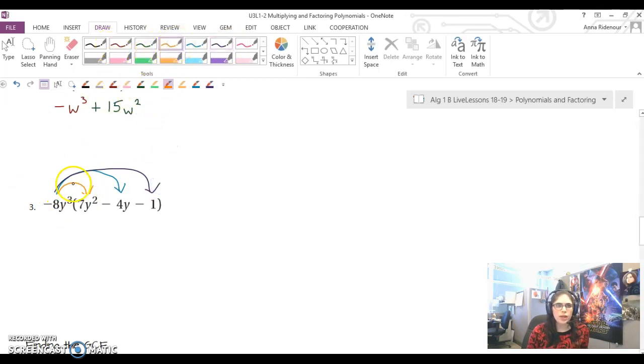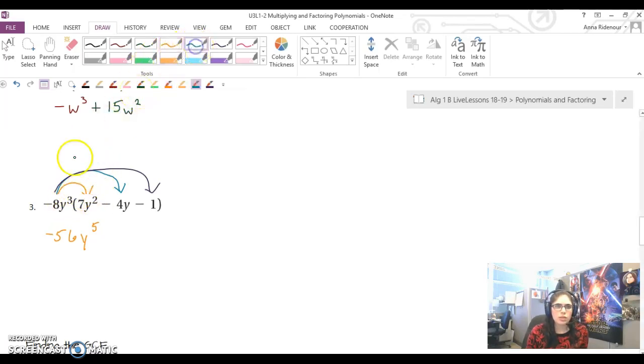So negative 8y to the third times 7y squared. I multiply the coefficients. Negative 8 times 7 is negative 56. Y to the third times y squared, I add the exponents. That's what we learned in our exponents unit. If I multiply two terms with the same base, then you add the exponents.